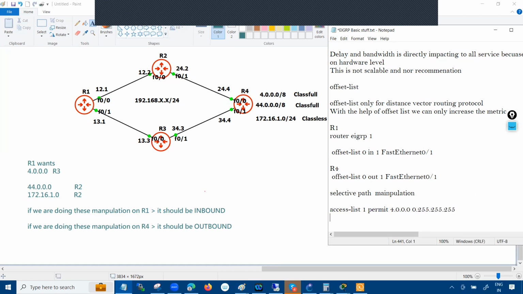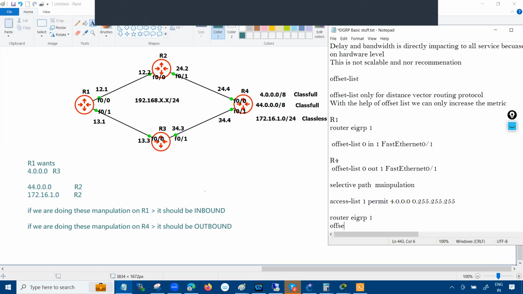So router EIGRP number 1, offset-list with ACL number 1, in mode, add the offset value. I'm going to add 500 on which interface? On 0/0. So on this particular interface, I'm adding the extra value over there.